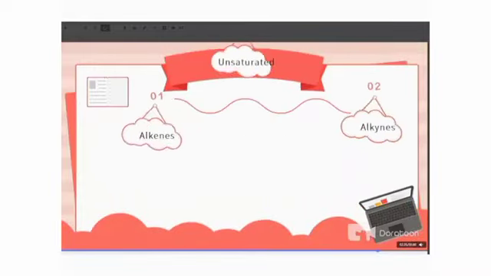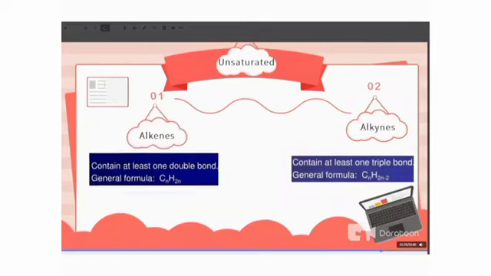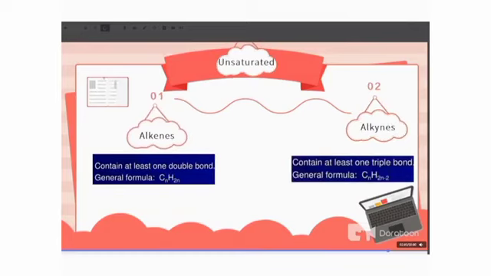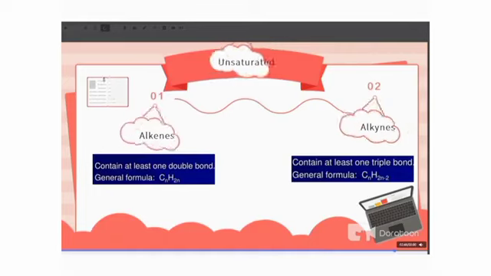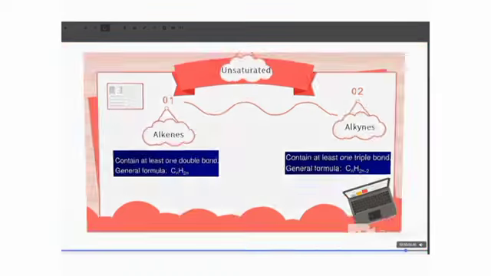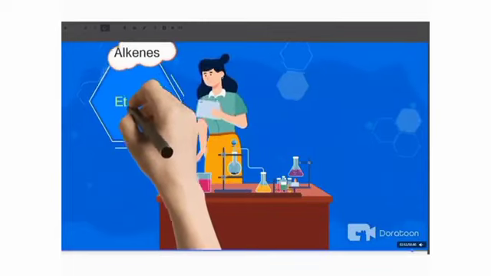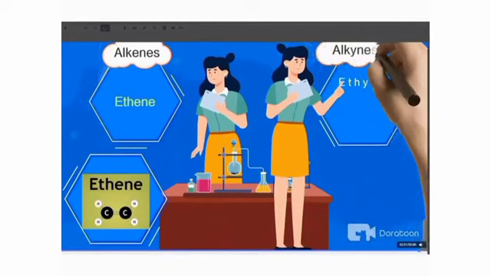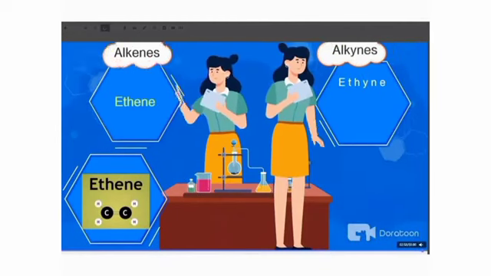Unsaturated hydrocarbons are divided into two groups. They are alkenes and alkynes. Alkenes contain at least one double bond and have the general formula CnH2n. And alkynes contain at least one triple bond and have the general formula CnH2n-2. The example for alkenes is ethene, and for alkynes we have ethyne.